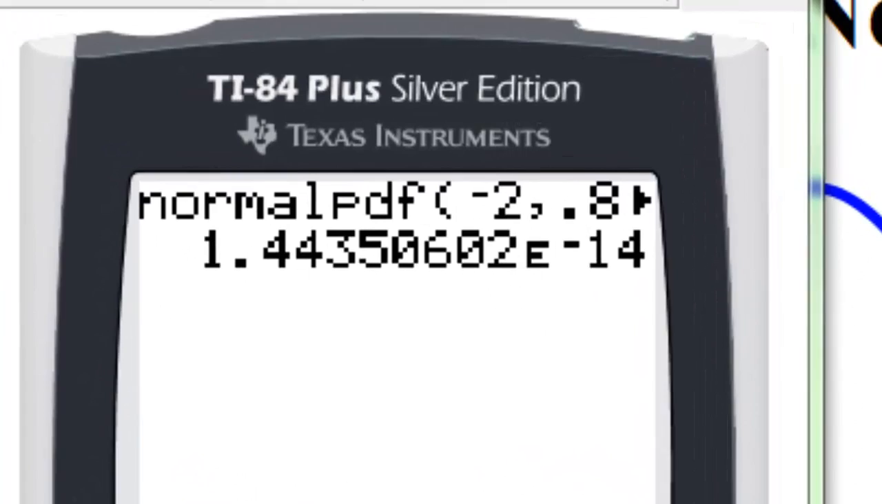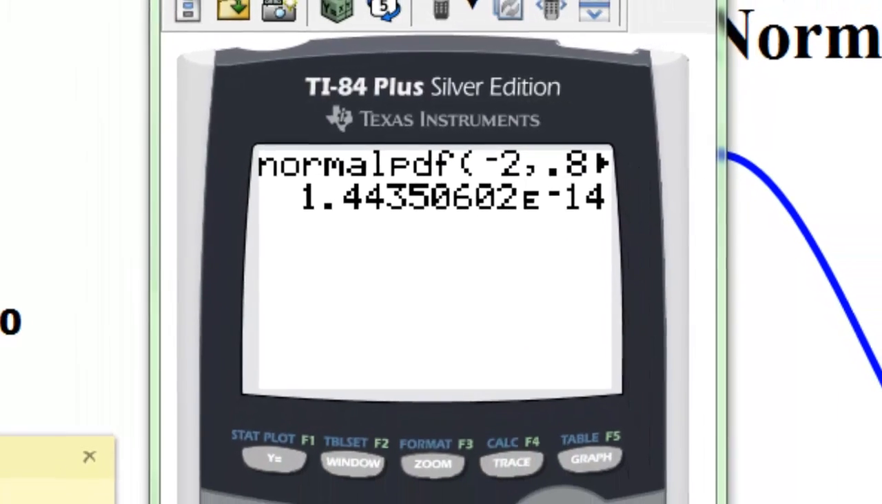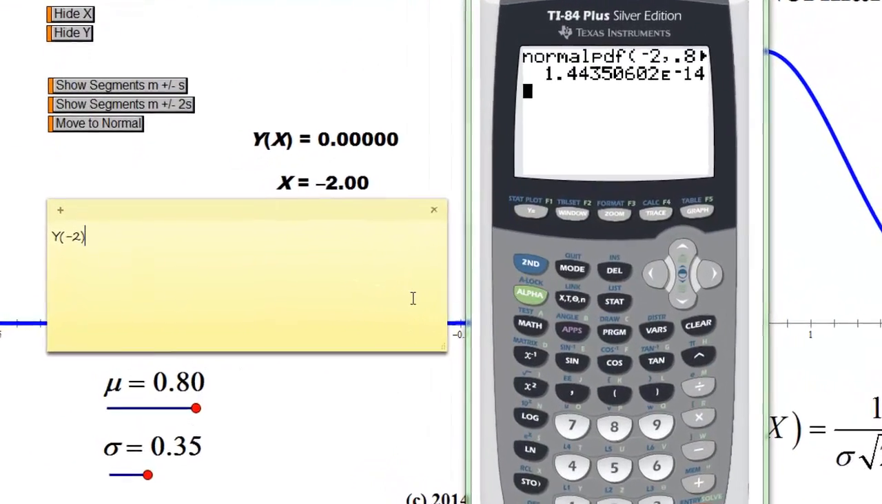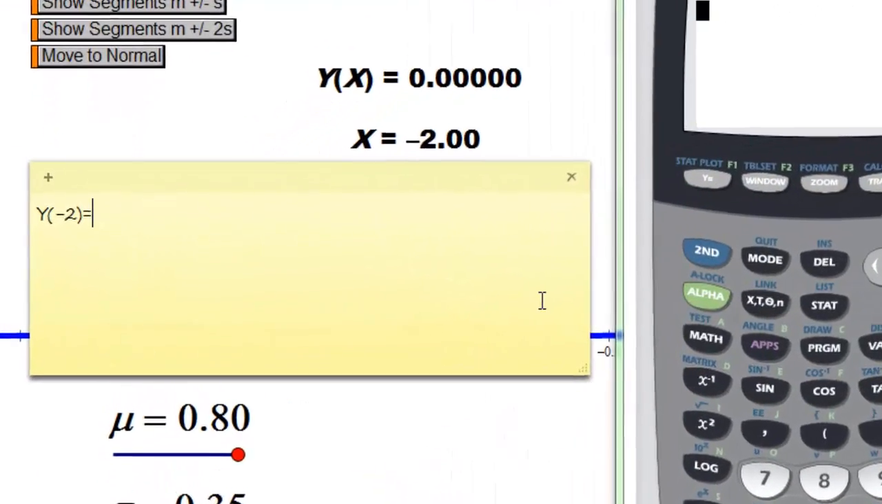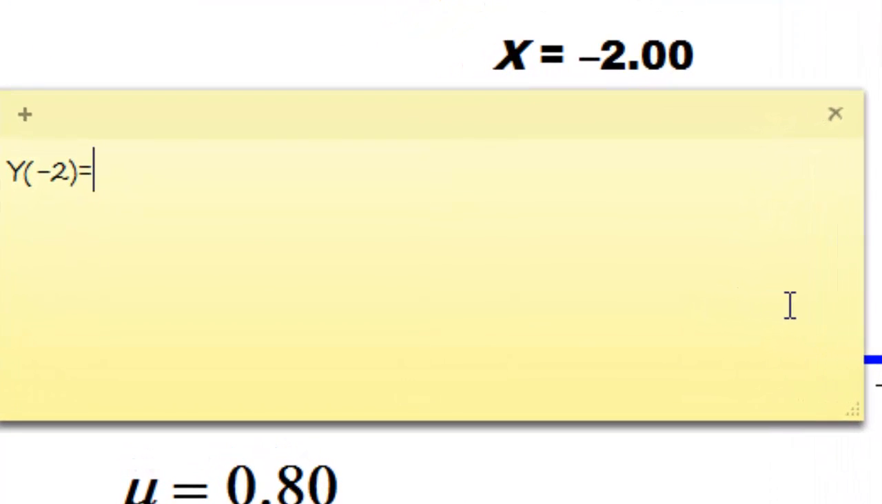Well, let's see what that looks like if I were to put that in decimal notation. So I have y of -2 equals, now I'm going to have to count 13 zeros. So let's count out 13 zeros. 1, 2, 3, 4, 5, 6, 7, 8, 9, 10, 11, 12, 13, 14.